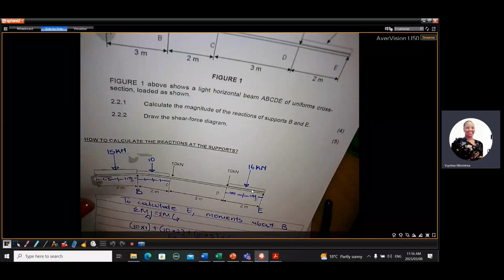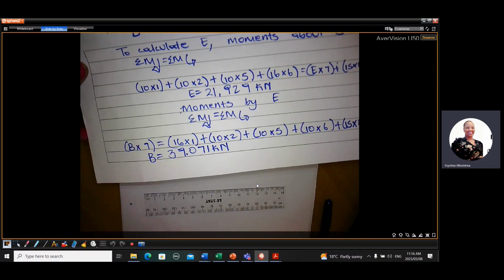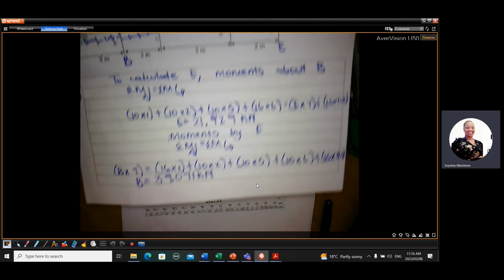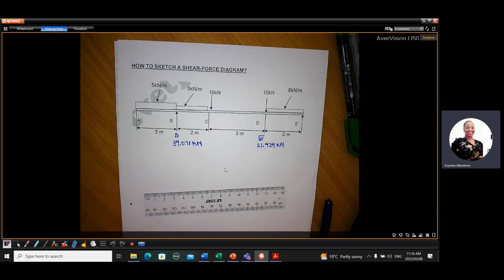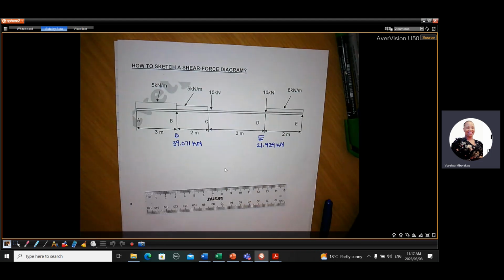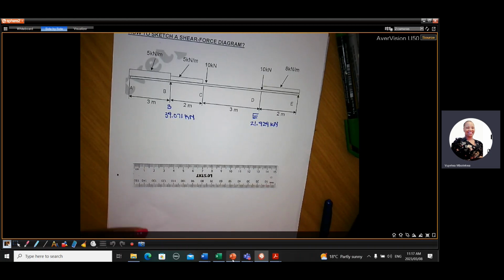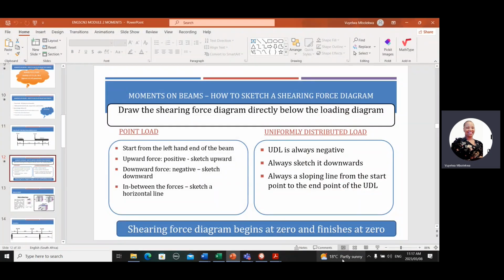Now we're gonna look at how to sketch a shear force diagram. On this beam that we already calculated the reactions for, we're going to use that same beam to learn how to sketch a shear force diagram. I just put down the reactions because we already calculated them. If we look at the notes here, the notes explain how to sketch a shear force diagram.